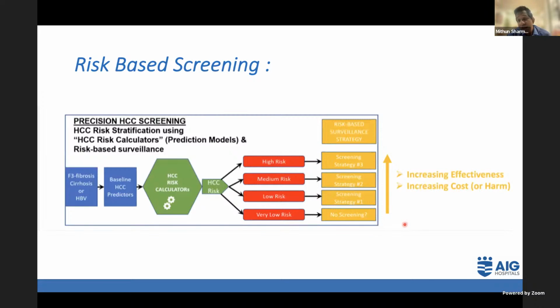So as the cost increases, the effectiveness increases, but there will be many cases where there will be some harm because we will end up doing unnecessary screening. With this, I would like to stop here and hand it over to the next speaker to give the insights on the management part of HCC. Thank you so much.